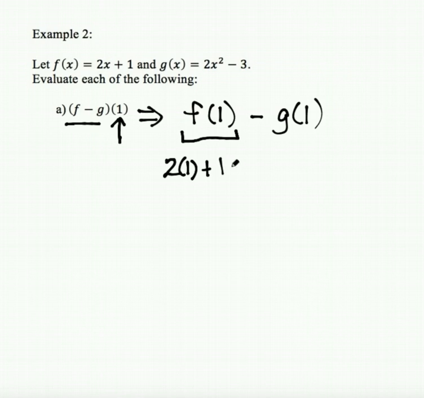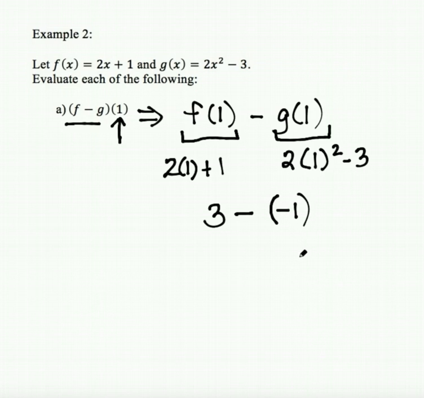Which gives me 2 times 1 is 2. 2 plus 1 is 3. So 3 minus something. Then over here, I'm going to do g of 1. I'm going to plug 1 into my g function. That's 2 times 1 squared minus 3. 1 squared is 1. 2 times 1 is 2. And 2 minus 3 is a negative 1. So I'm really doing 3 minus negative 1. 3 minus a negative 1 is a positive 4.